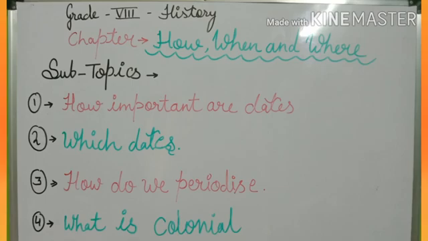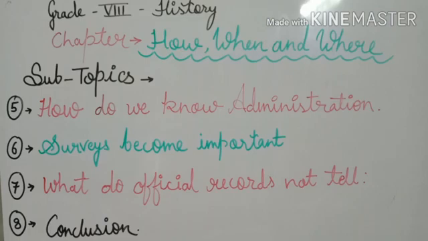The first topic is how important are dates. Second, which dates? Third, how do we periodize? Fourth, what is colonial system? And the fifth topic is how do we know administration? Sixth, surveys become important. Seventh, what do official records not tell? And the last, conclusion. So students, let's start our first topic.